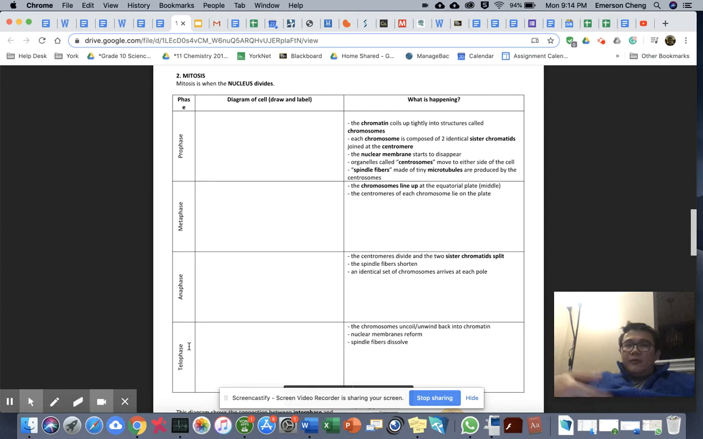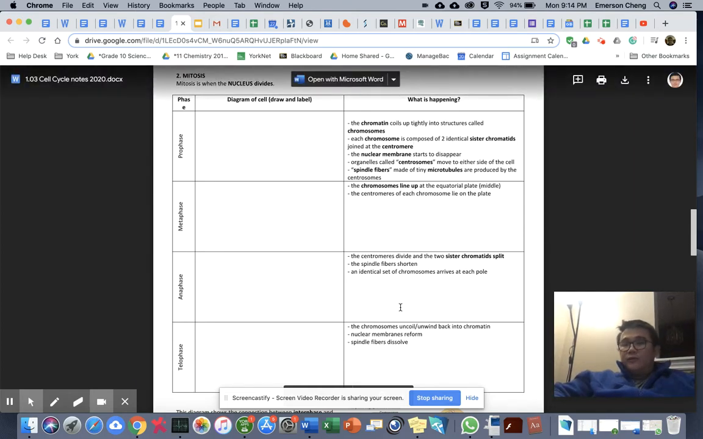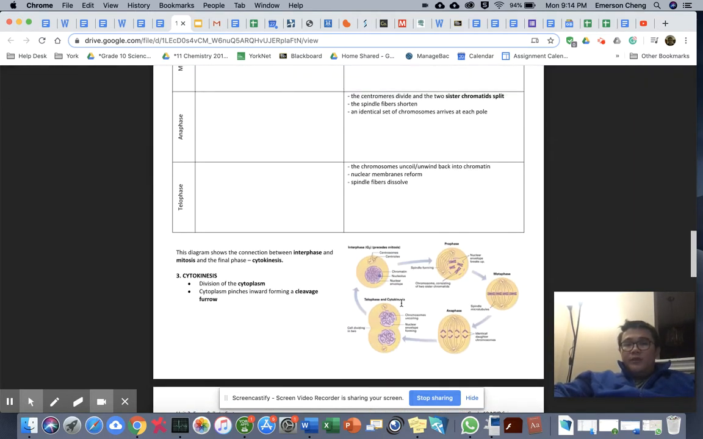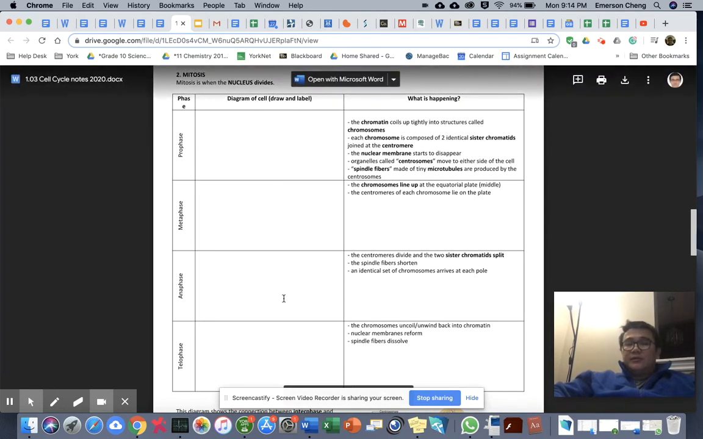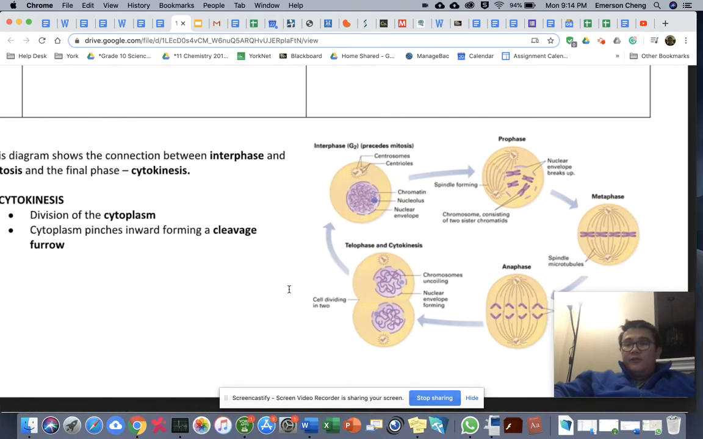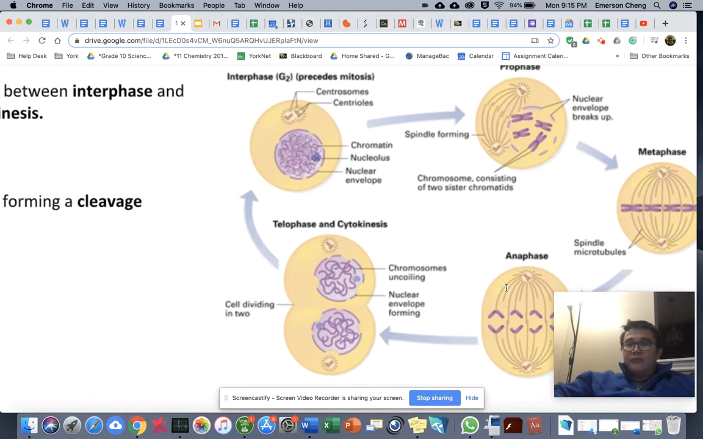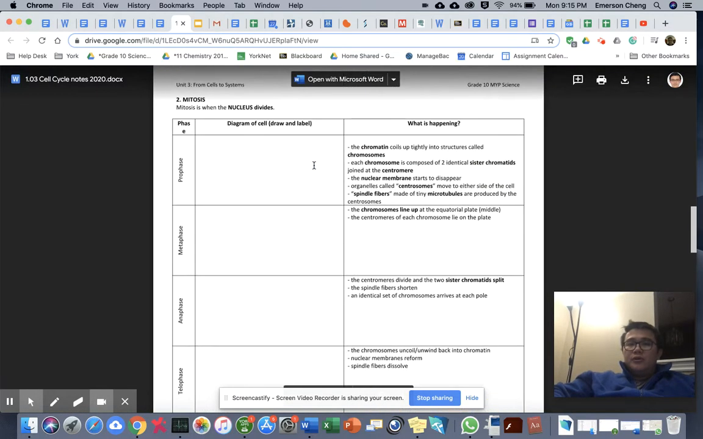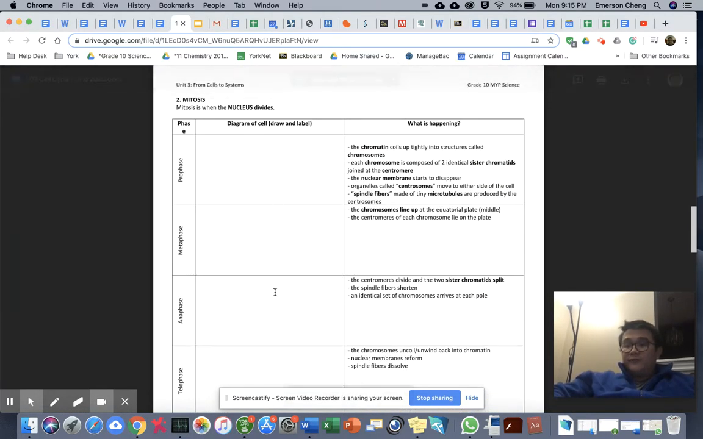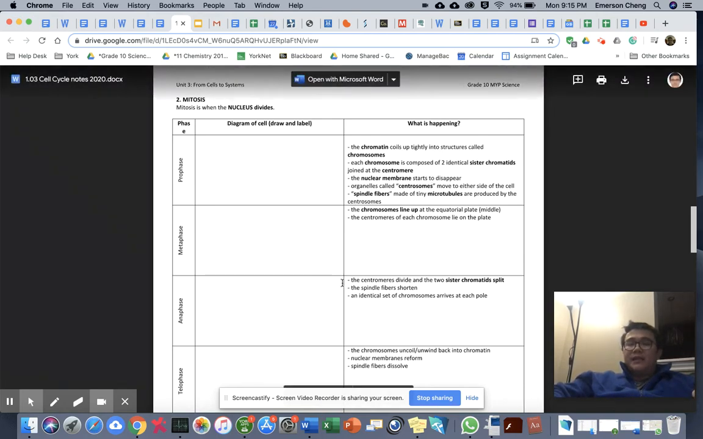telophase. Here they tell you what the whole thing is about. You need to be able to draw and label what happens to the cells during those four phases. Luckily for you, we have a nice diagram right here in your handout, which you can zoom in on, like what I'm doing right now, and draw that. Make sure you follow this drawing, and make sure you know the four different phases of mitosis, as well as what's happening in each of those phases.